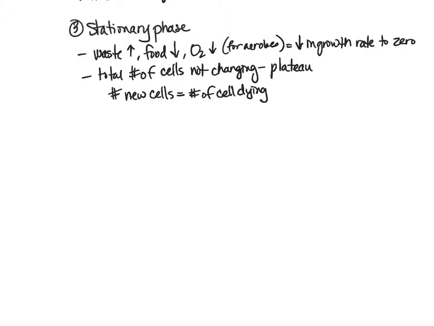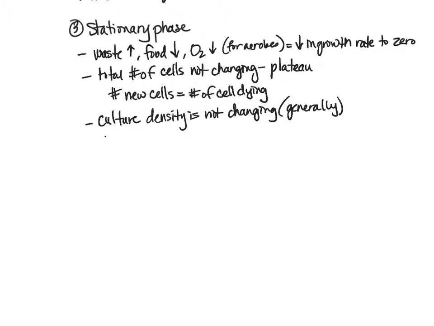So we're running out of food. We have an increase of waste. We're running out of oxygen, if that's necessary for aerobes. And so then the number of cells that are forming is equal to the number of cells that are dying. So the number of cells that are going through binary fission. So if they happen to still have some nutrients around them, perhaps they're still dividing. But at that same point, other cells that are nearby don't have those nutrients, and so they're dying. So our culture density here is pretty much not changing. So if we use those terms, culture density is not changing in general.